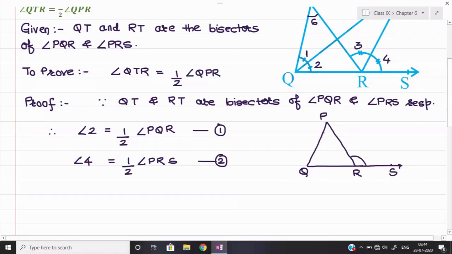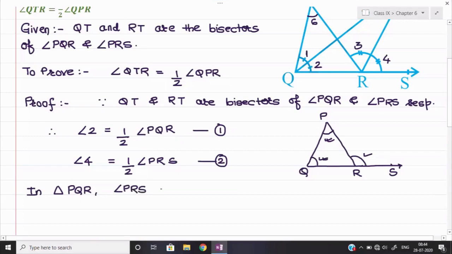Angle PRS will be equal to angle P and angle Q, because we know that an exterior angle is equal to the sum of two interior opposite angles. So observe these two angles, sum is equal to the value of angle PRS. So first of all, we shall write down those things. Okay. So write down in the triangle PQR, we shall mention who is exterior here, angle PRS.